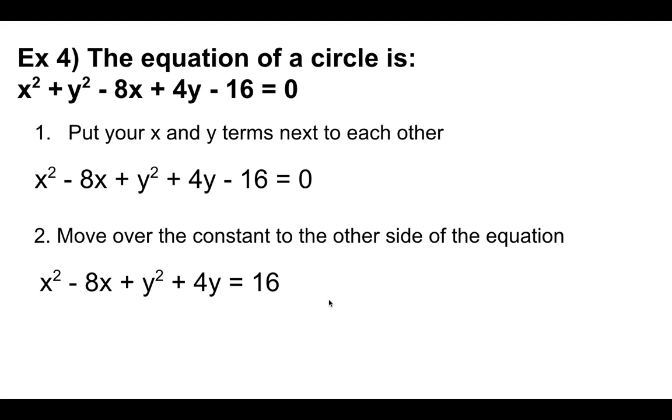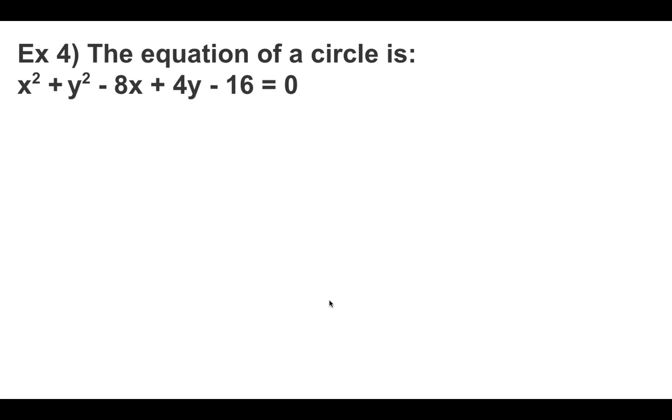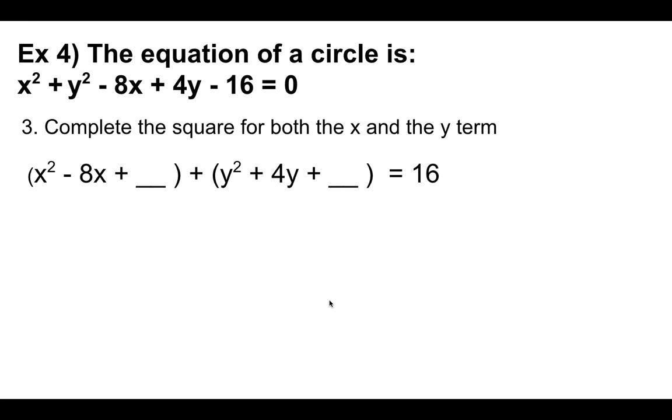I'm going to take what I've just created, and now for my third step, I'm going to complete the square for both the x and the y terms. So this means that I grouped together my x terms, left a space to complete the square, grouped together my y terms, left a space to complete the square, and then I set it equal again just to that 16 that I had.